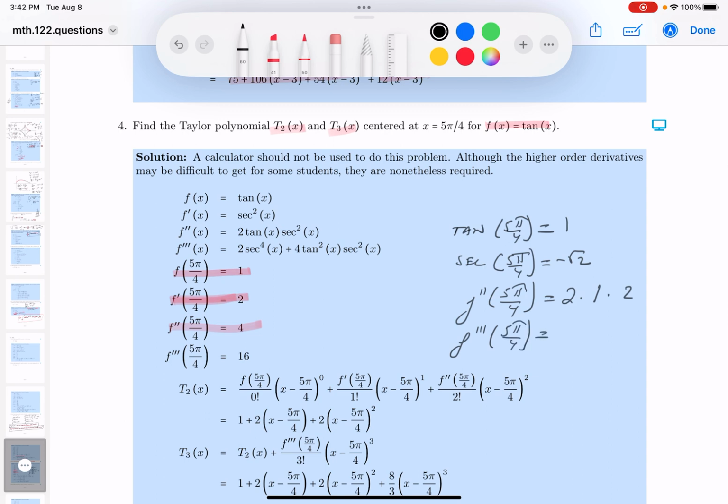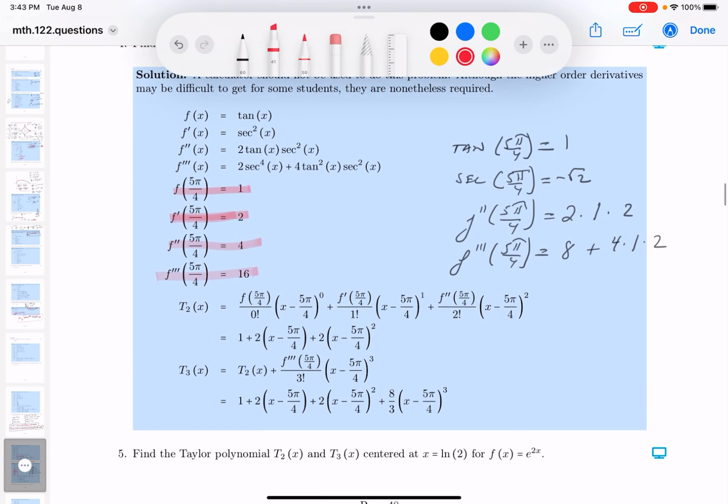Well, it's going to be twice secant to the 4th power, so that's going to be 2 times 4, which is 8, plus 4 times tangent squared, so that's 4 times 1, and secant squared is 2. So what do you get there? Let's see, 4 times 1 times 2 is 8, 8 plus 8 is 16. I got that written right over here.